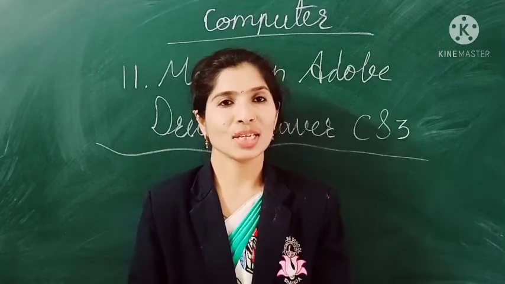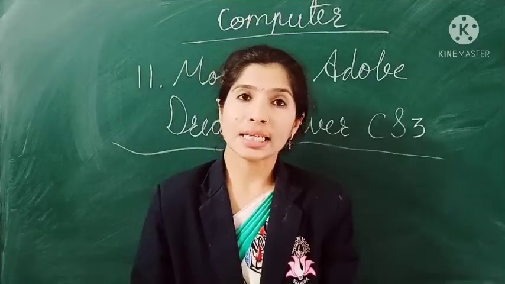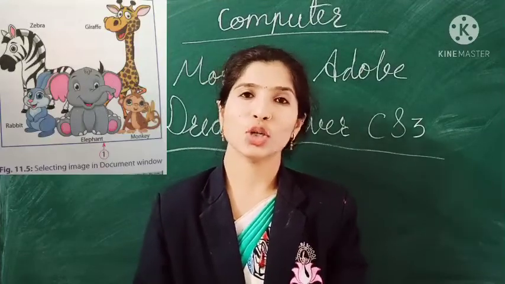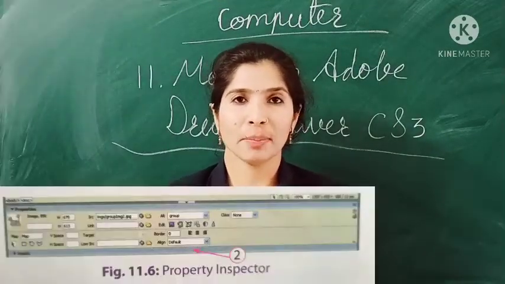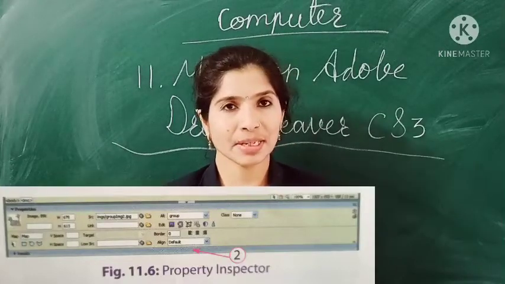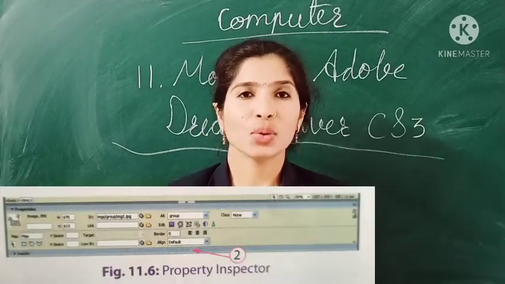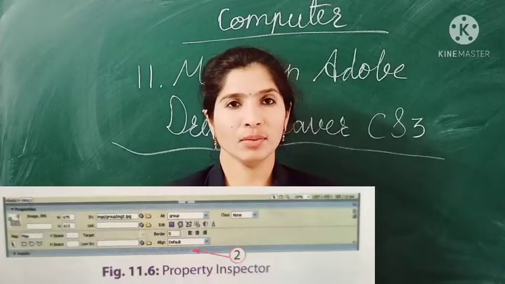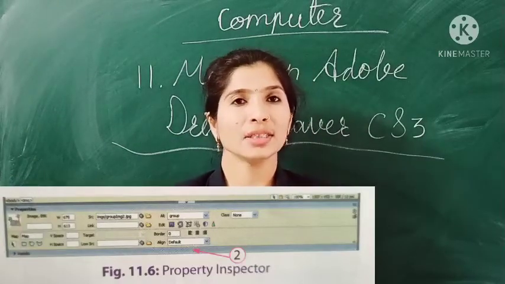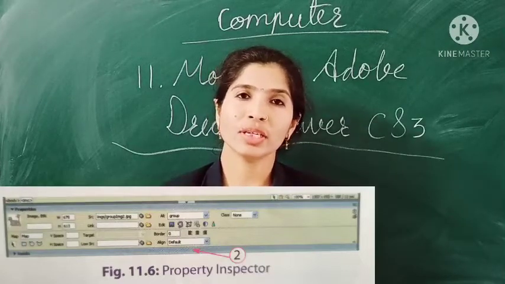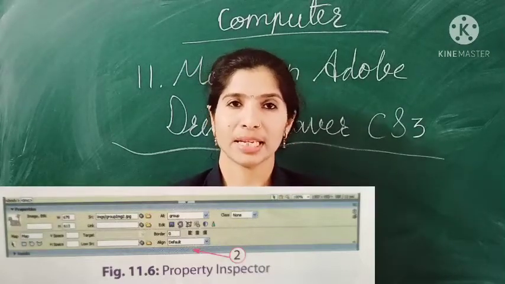Now we are going to see some steps. Select the image in the document window. Then type a unique map name in the Property inspector, in case you are using more than one image map in the same document. Then do one of the following to define the image map areas.